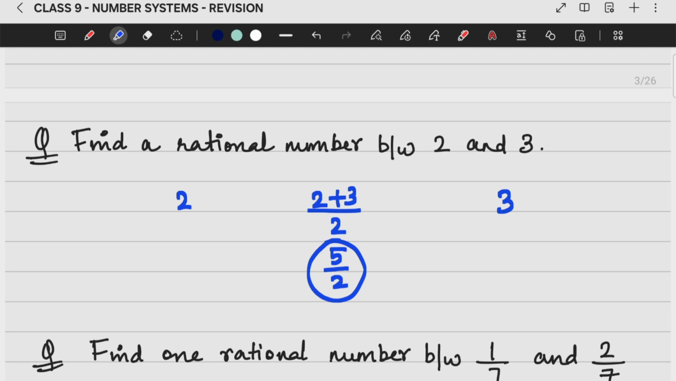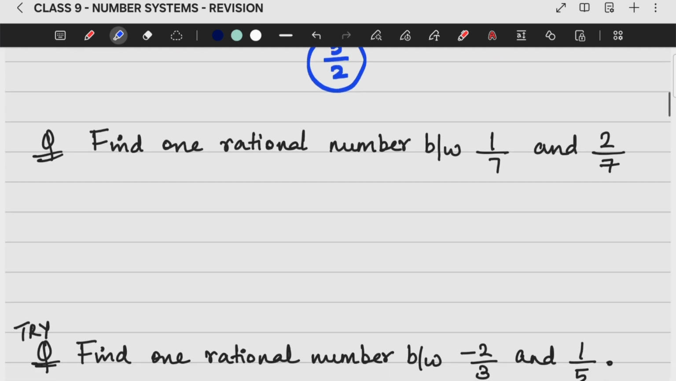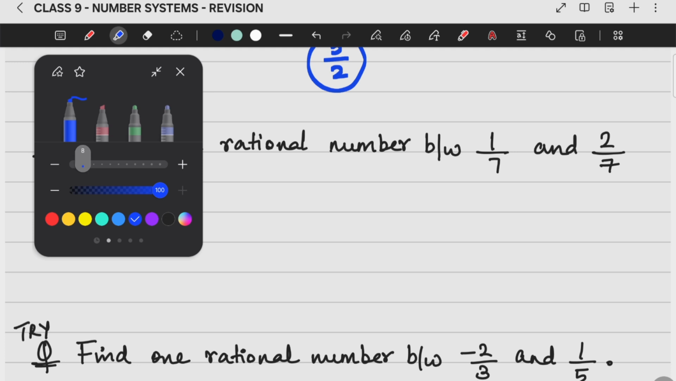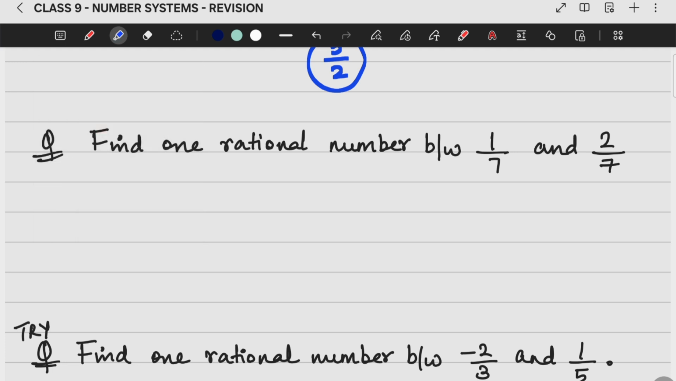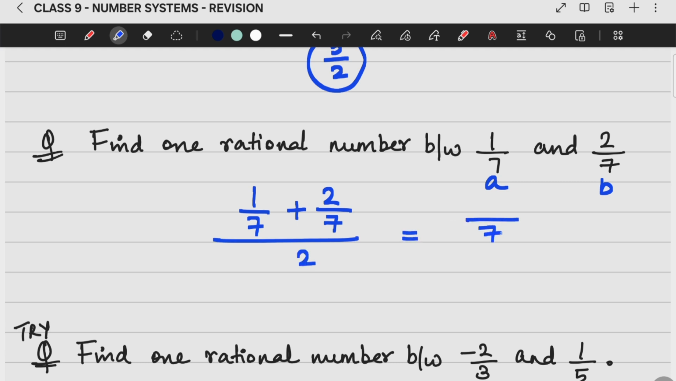The next question. Find one rational number between 1 by 7 and 2 by 7. In case you are asked just one rational number, this is the same way to do it. So 1 by 7 is a, and 2 by 7 is b. (1 by 7 plus 2 by 7) by 2. If you take LCM, it will be 7, and then 1 plus 2 in the numerator, by 2.